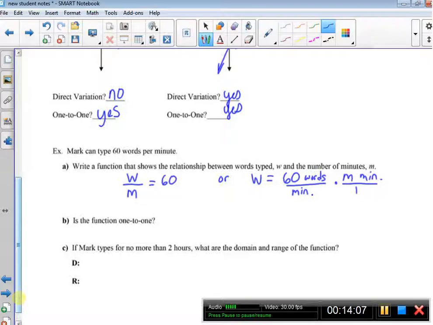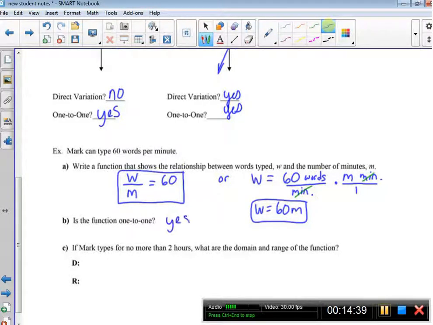And so units are supposed to cancel, and they do, so words equals 60 words. So W equals 60M, or W over M equals 60. Okay? So is the function one-to-one? Well, it is the definition of the direct variation. We've got the ratio of two variables equals a constant. Those were all going through the origin and linear, so yes, it would have no repeating y coordinates.